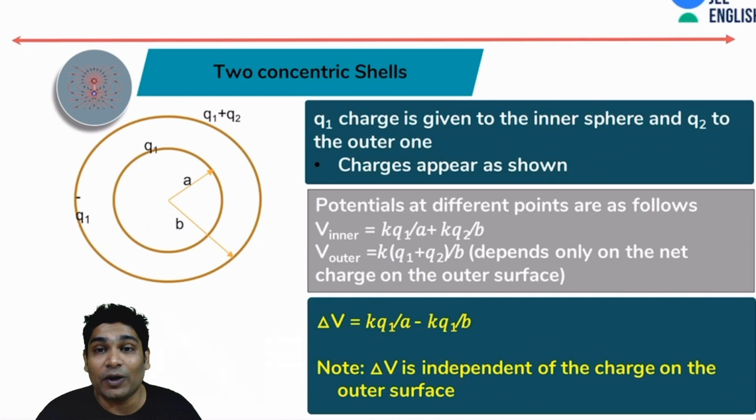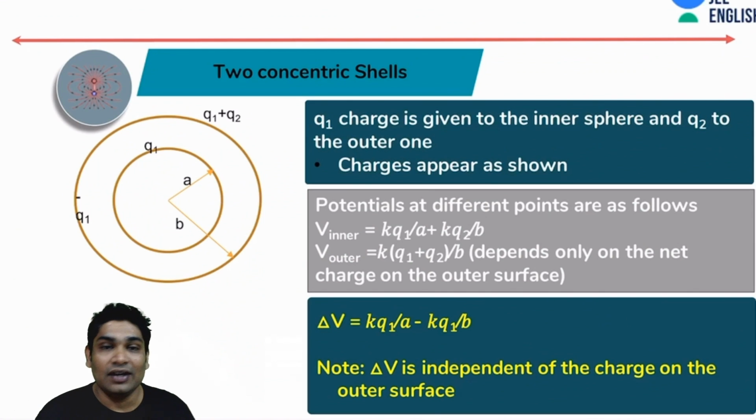Now, if you want to find the potentials at different points, for the inner shell, what is the potential? It will be kQ1 over A plus kQ2 over B. Right? For any point inside the inner shell, what will be the potential? It will be the same. Last time we talked about this, that inside a shell, the potential is the same as that on the surface. So when I know the potential on the surface of the inner shell, I know that at any point inside the shell, it is the same.